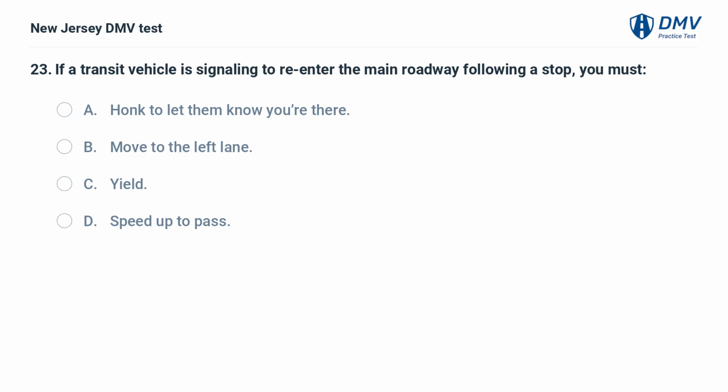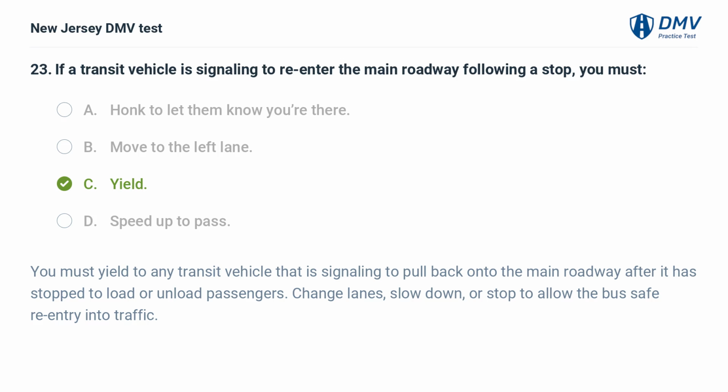If a transit vehicle is signaling to re-enter the main roadway following a stop, you must: A. Honk to let them know you're there. B. Move to the left lane. C. Yield. D. Speed up to pass. C. Yield.